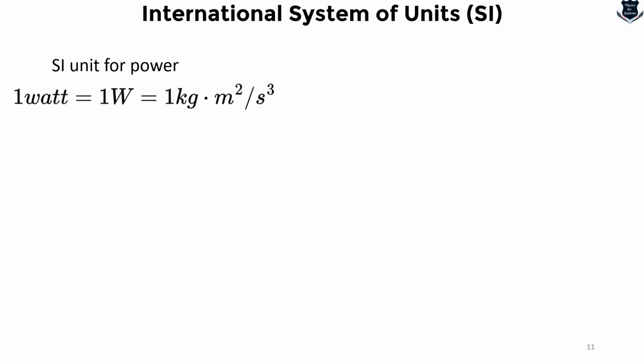Now, when we turn the pages of our history, we see that the SI unit for power, for example, is defined as the watt. And this is defined as this. You can read this last collection of unit symbols as kilogram meter squared per second cubed. I would again repeat, it is kilogram meter squared per second cubed.